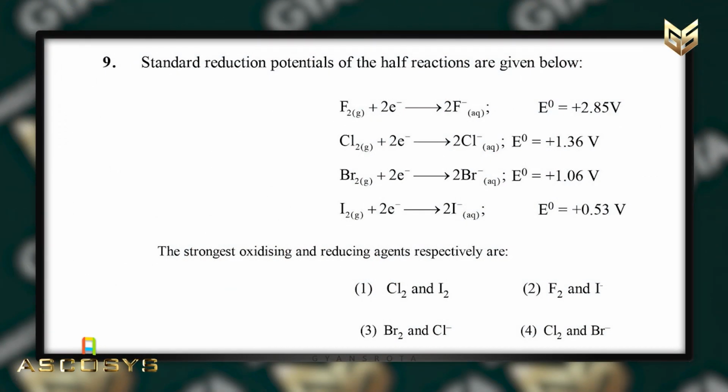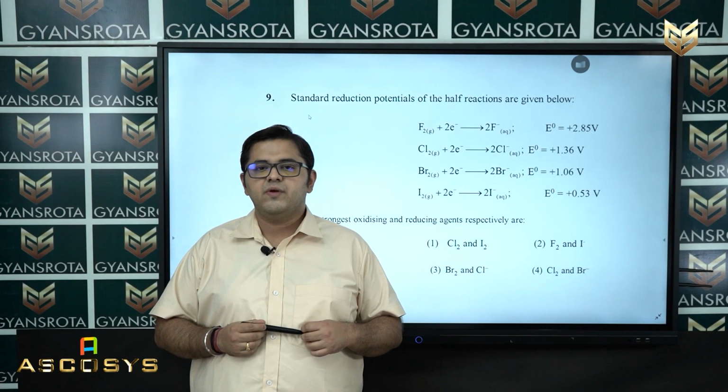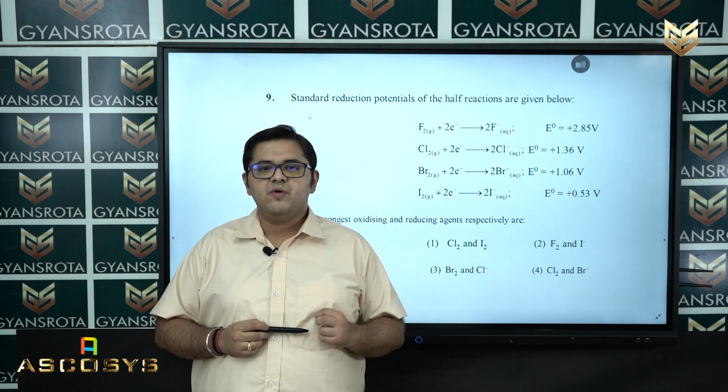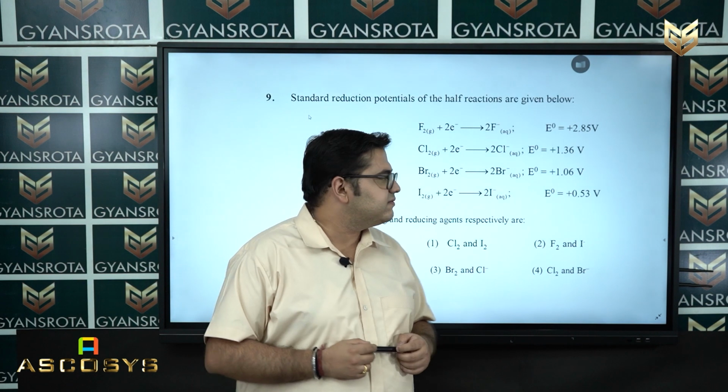Standard reduction potential of the half reactions are given below. They gave 4 reactions and at the same time they are giving the E naught values which are given on your screen. The strongest oxidizing and reducing agents respectively are. This question comes from our electrochemistry chapter of your class 12 NCERT. So now we are moving to the solution part.